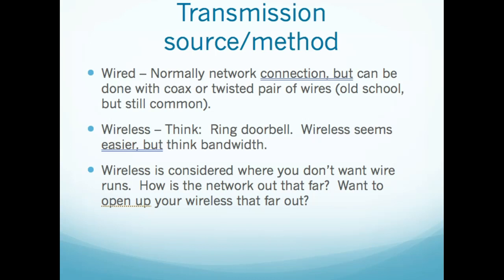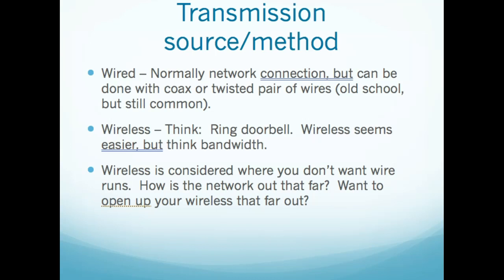But you can do that with coax, regular coax cable, like old television cable. You can do it with a twisted pair of wires. You actually have a little adapter, and you can run any camera over a twisted pair. It's old school. The video's not all that good. It's really the original method for analog cameras, just a twisted pair of wires. But it still works. That's wired cameras.